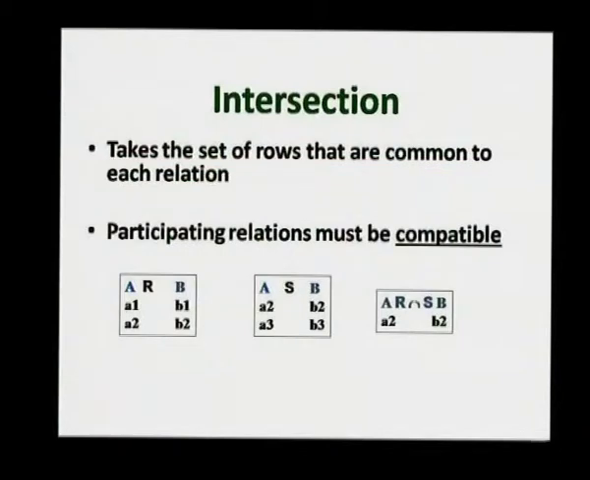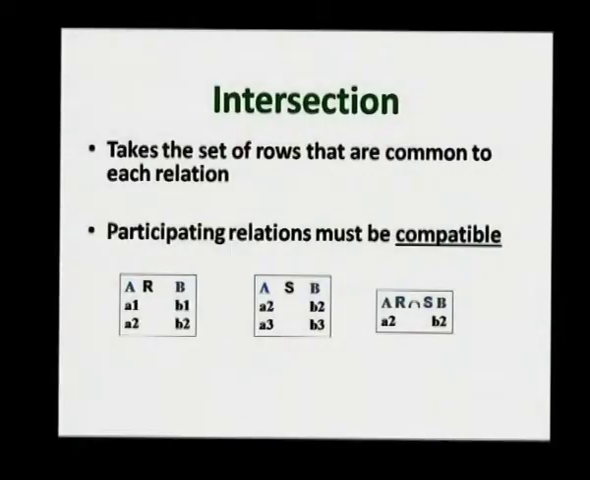As we have already seen the basic operators, we are going to look at only derived operators in this session, and the first derived operator is called intersection. Intersection, as far as set operation is concerned, is a basic operation, but it can be derived from the other basic operators, so it comes as a derived operator. It takes the set of rows that are common to each relation, that is the meaning of intersection. It is a binary operator, so it needs two relations, and just like we discussed for union, the two relations that participate in this operation have to be union compatible.